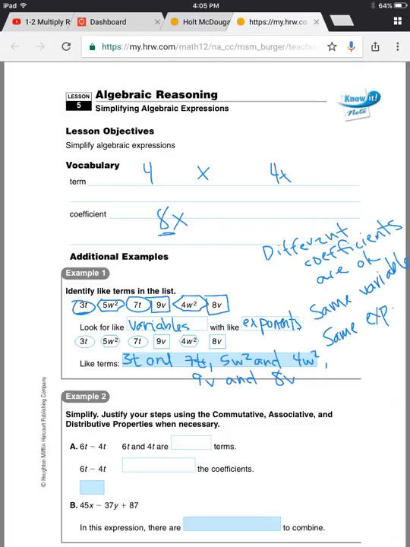Okay. Simplify, justify your steps using the commutative, associative, and distributive properties when necessary. 6t and 4t. Well, we want to know if those are like terms. Different coefficients are okay. They both have the same variable of t. They both aren't showing an exponent. So they are like terms. So because they're like terms, we're going to do what the operation in between the two terms says to do. And in this case, it says to subtract.